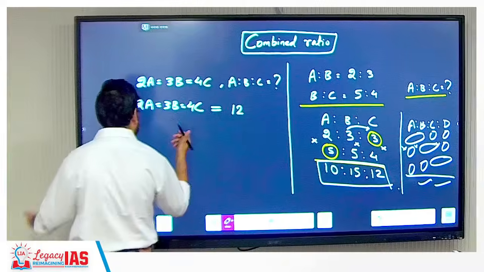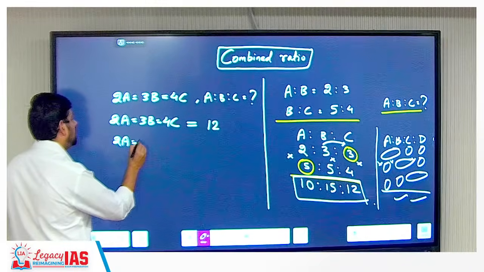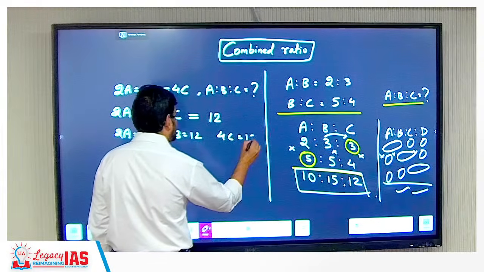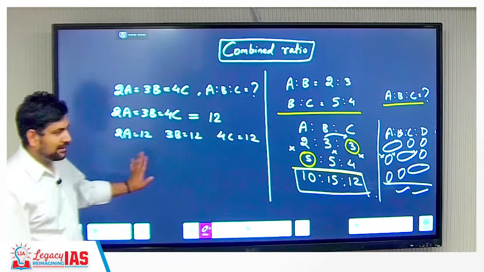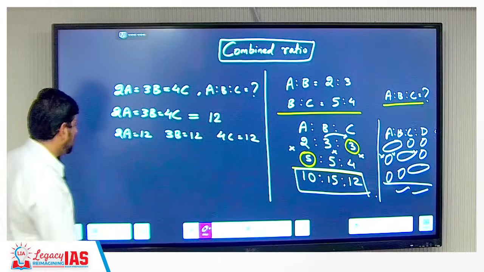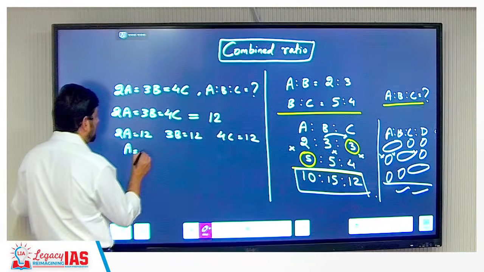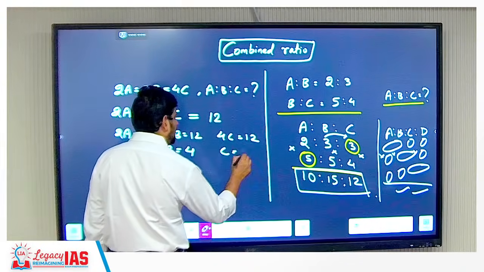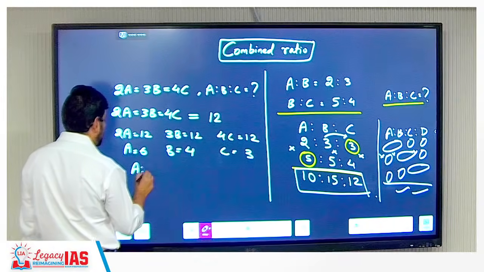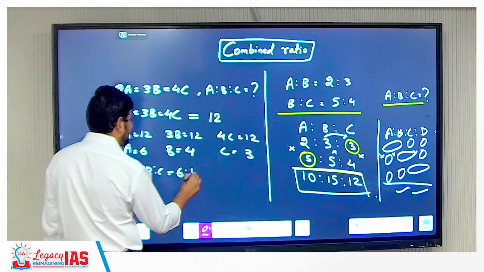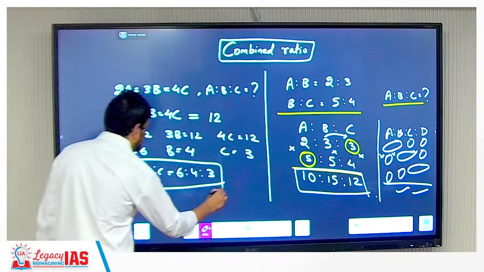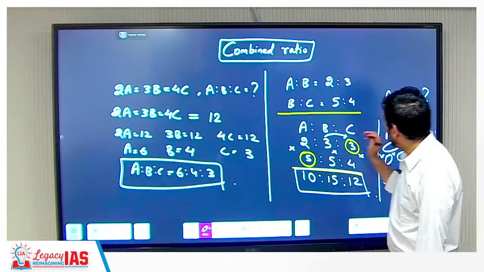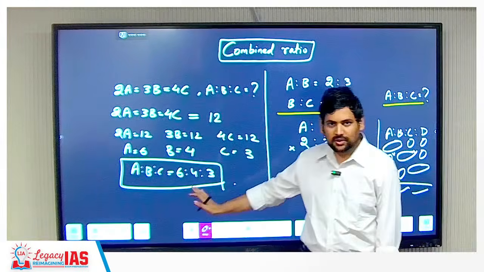Once you equate it like this, it becomes very easy. So it becomes 2a is equal to 12, 3b is equal to 12, 4c is equal to 12. Find the value of A, B, C like this, and it will give you the ratio. A will come out to be 12 by 2, 6, B will come out to be 12 by 3, 4, and C will come out to be 12 by 4, 3. So A ratio B ratio C becomes 6:4:3. Simple. This is combined ratio. Whether it is given in this form or in this form, you can calculate it.